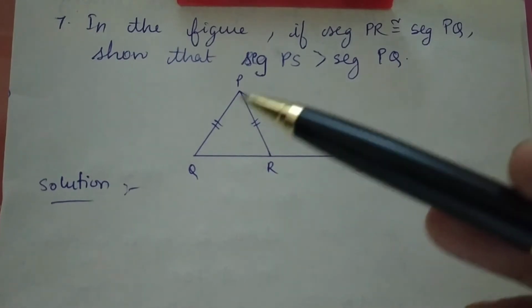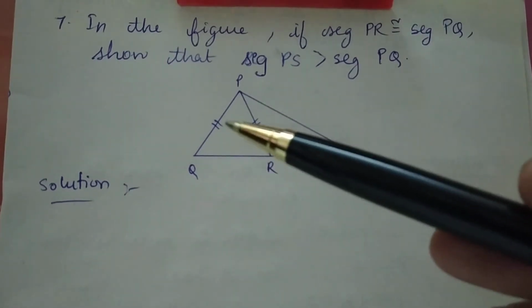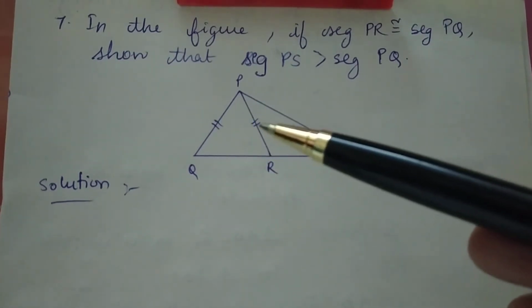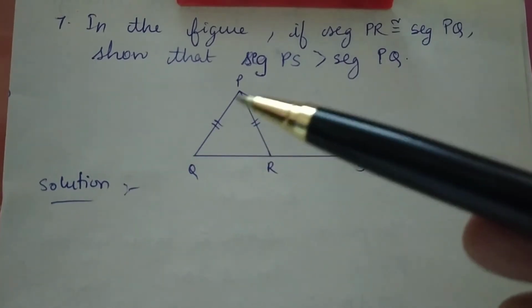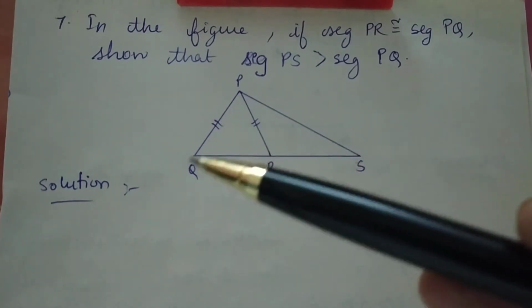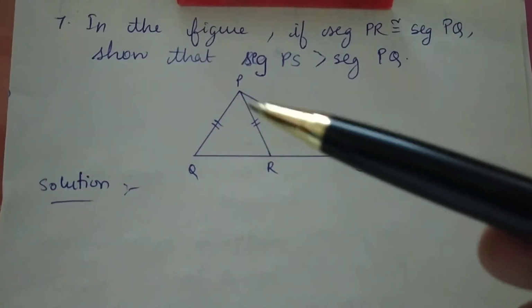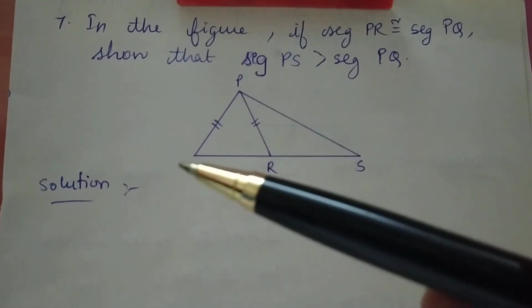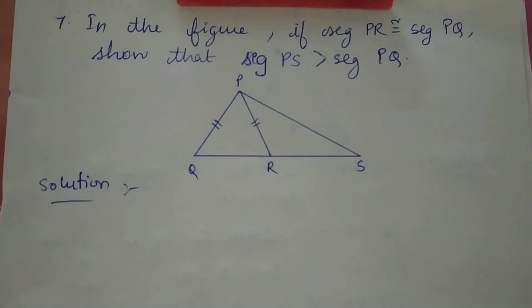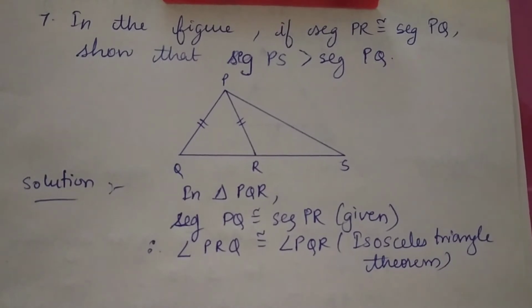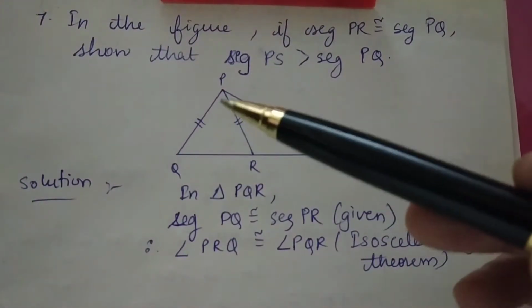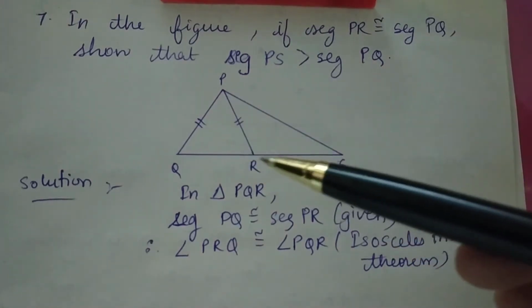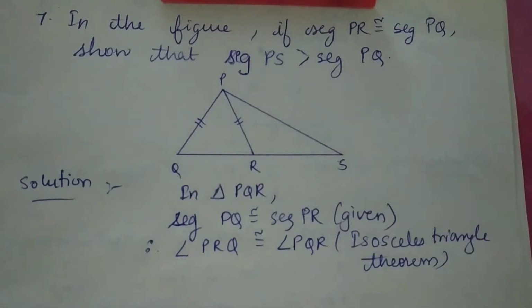here. Now in this triangle PQR, we see that PQ is congruent to PR, right? So we will say that side PQ is congruent to PR, and therefore the angle opposite to this side. So PQ, the angle opposite to this is R, right? Therefore angle PRQ is congruent to angle PQR according to the isosceles triangle theorem. So I'll write that first. So PQ is congruent to PR. Therefore their opposite angles, angle PRQ and angle PQR, are also congruent according to the isosceles triangle theorem.